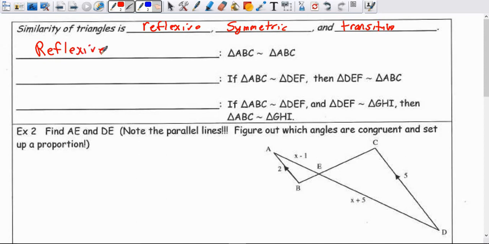For the second one, it says if triangle ABC is similar to triangle DEF, then triangle DEF is similar to triangle ABC. They flip the order around, so that's what we would call the symmetric property. And then the last one, if triangle ABC is similar to triangle DEF, and triangle DEF is similar to GHI, then triangle ABC is similar to GHI. If you notice, the DEF was repeated, so they got rid of it and just put ABC and GHI together with similar, so that would be our transitive property.